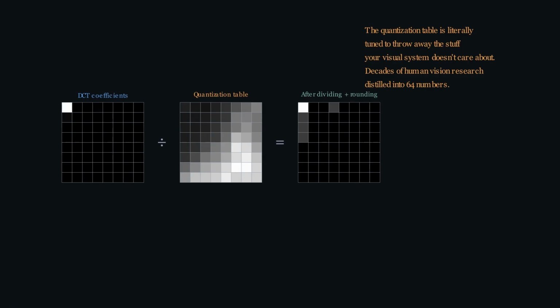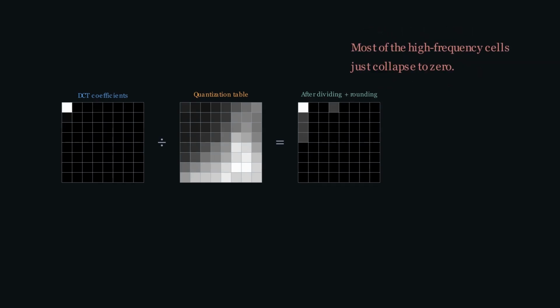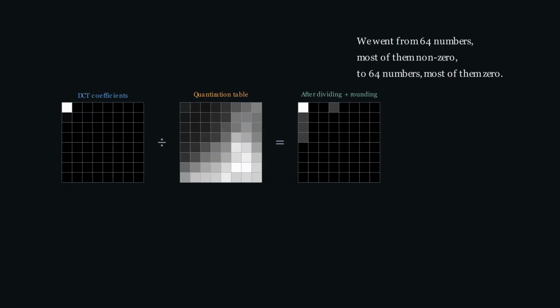Divide element-wise by the quantization table, round. Most of the high-frequency cells just collapse to 0. We went from 64 numbers, most of them non-zero, to 64 numbers, most of them 0. This is the only step in JPEG that loses information. Everything else, and we'll see the rest in a second, is perfectly reversible.